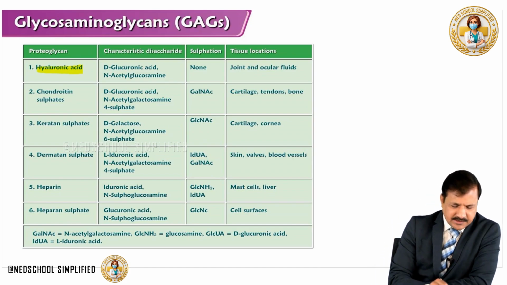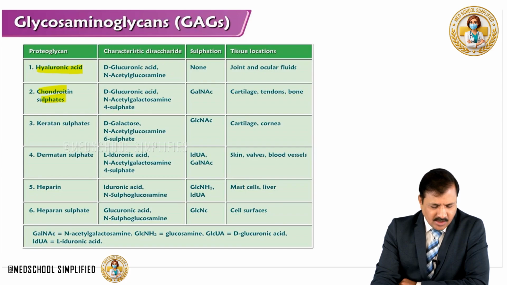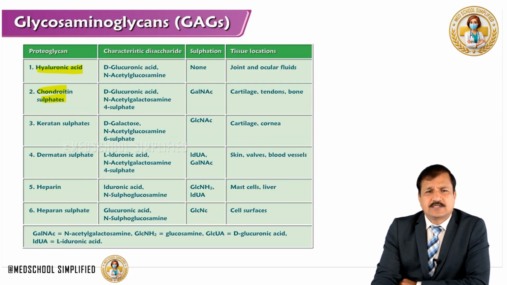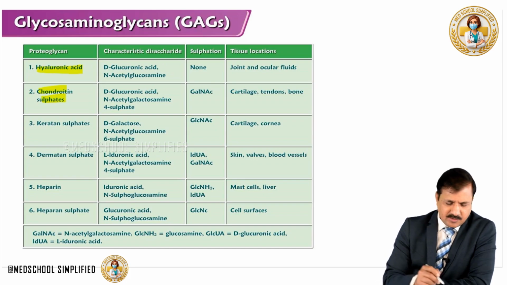Coming to chondroitin sulfates, that means there is chondroitin 4 sulfate and chondroitin 6 sulfate. In chondroitin 4 sulfate, the 4th carbon of N-acetyl galactosamine is sulfated. In chondroitin 6 sulfate, the 6th carbon of N-acetyl galactosamine is sulfated. Other than that, the disaccharide unit in chondroitin sulfates is glucuronic acid and N-acetyl galactosamine with sulfation. Sulfation is over N-acetyl galactosamine, and the location is cartilage, tendon and bone.